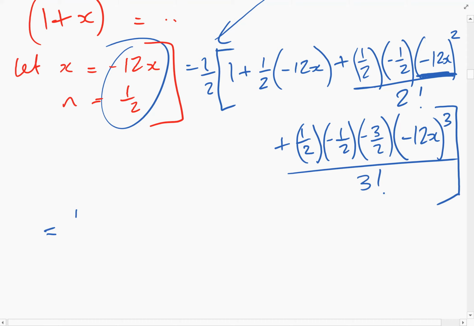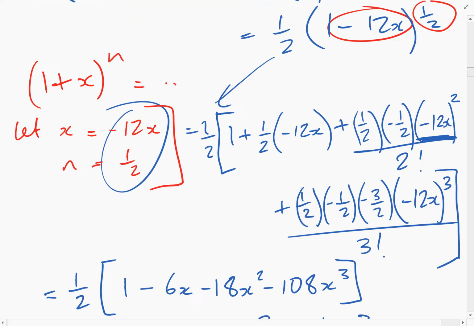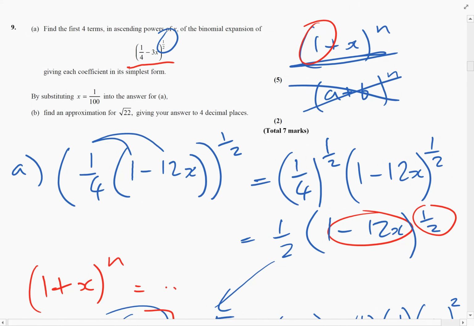You could just type all this into your calculator, but we'll get a half times 1 minus 6x minus 18x squared minus 108x cubed. So if you halve all those values, the final answer is a half minus 3x minus 9x squared minus 54x cubed. So that's the answer to part A. Let's have a look. What does part B say?